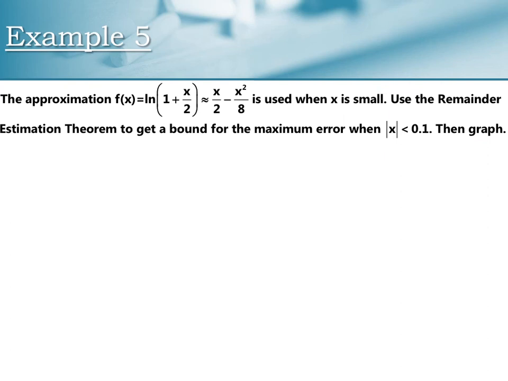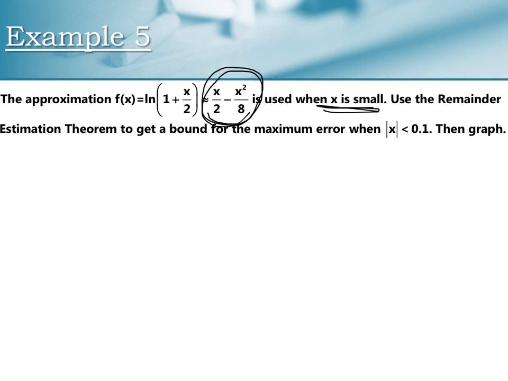We could try another problem, just to give you the idea of how to get these done, because they do pop up on the homework, right? We have a very similar problem here. f of x is equal to the natural log of 1 plus x over 2, and we're saying that the natural log of 1 plus x over 2 can be reasonably approximated by the degree 2 Taylor polynomial x over 2 minus x squared over 8, as long as we're talking about small x values.